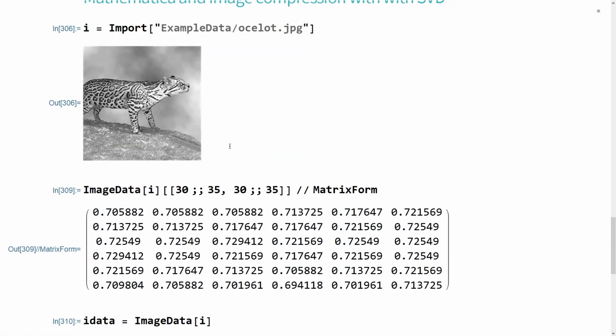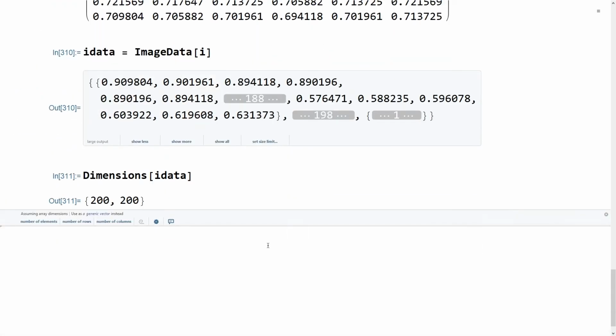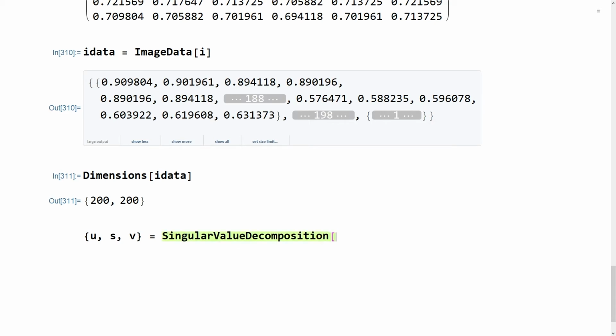So the way image compression works is by throwing information away, redundant information. Now the method we're going to look at here is not the method that's actually used in practice for image compression. There's better methods, and for music as well. But the key idea is the same, which is that you look for important information and then you throw away redundant information. So we can do a singular value decomposition of this thing. So let's do the same thing we did before. U, S, and V is equal to the singular value decomposition of I data.